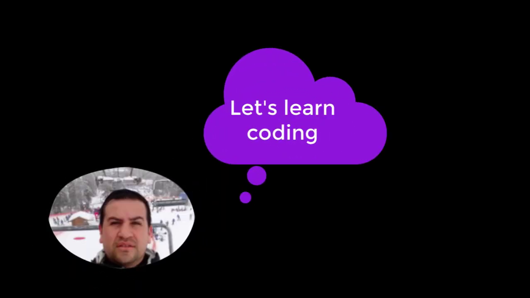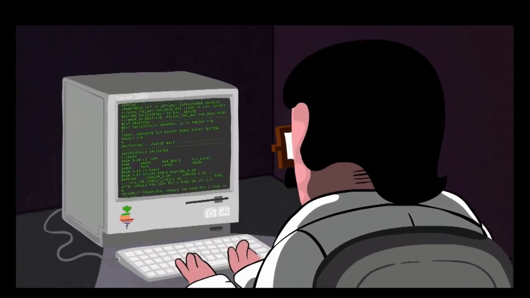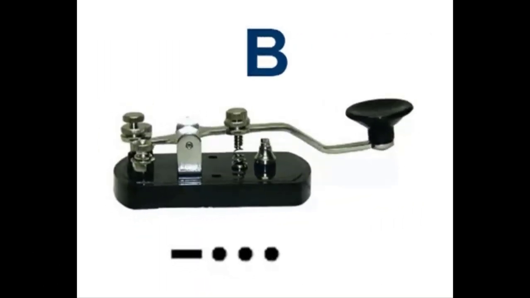Let's learn coding. When we talk about coding, you might imagine this. But coding is just changing a message into something someone can understand. In this example, you can see how some dots and lines can change a letter into Morse code.